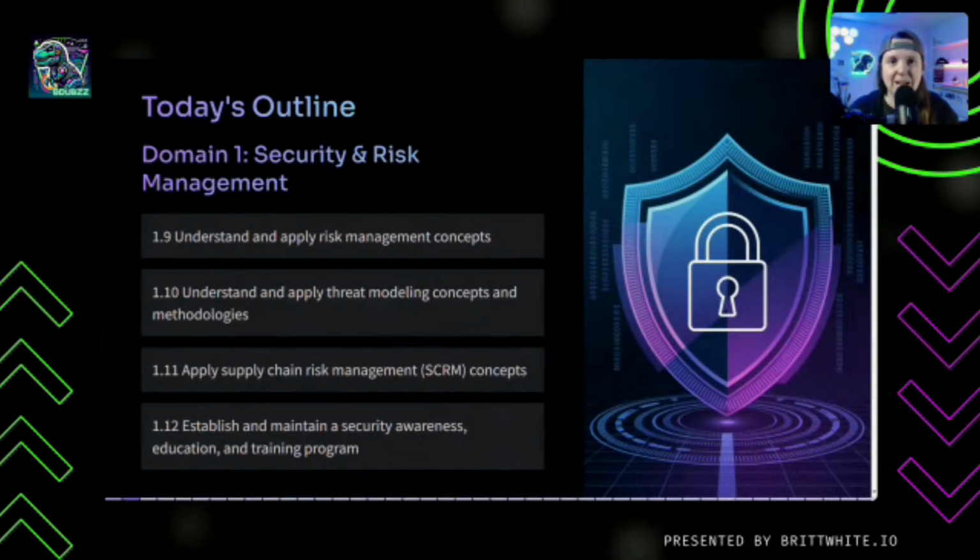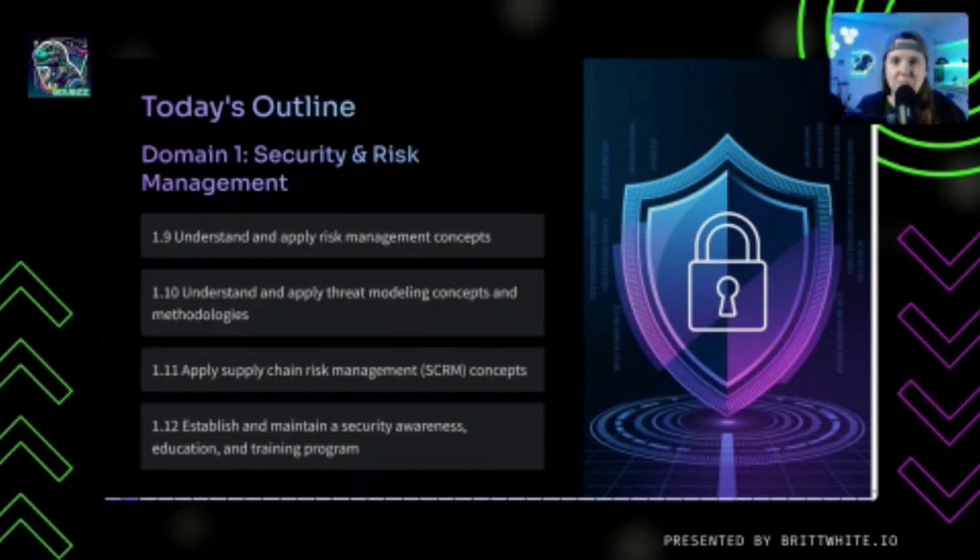Think of this first domain as the strategic thinking behind security. We're learning how to make smart, informed decisions about security investments and priorities, not just reacting to problems. It's about being proactive and building resilient security programs. This isn't just about cramming information for a test. We're focused on building real, practical security knowledge that you can apply in your career. We will take these concepts and break them down into clear, actionable insights that will stick with you. And trust me, we'll have some fun while we're doing it.